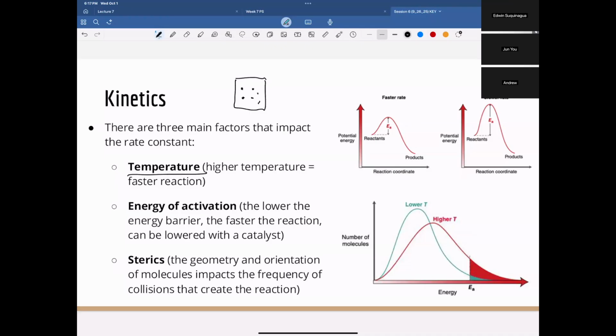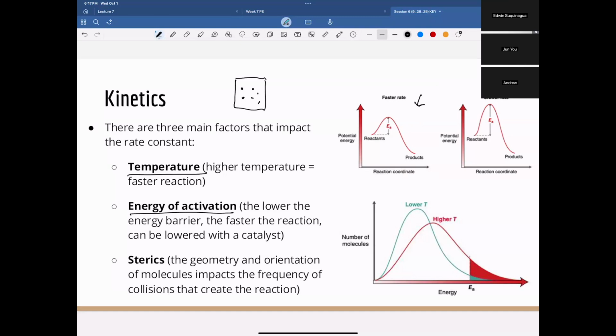Next one is we got energy of activation, or activation energy. And it's saying that the lower your activation energy, the faster your reaction proceeds. This is pretty self-explanatory because if we look at this graph on the right here, lower activation energy means lower energy you have to put in for the reaction to proceed to the products.